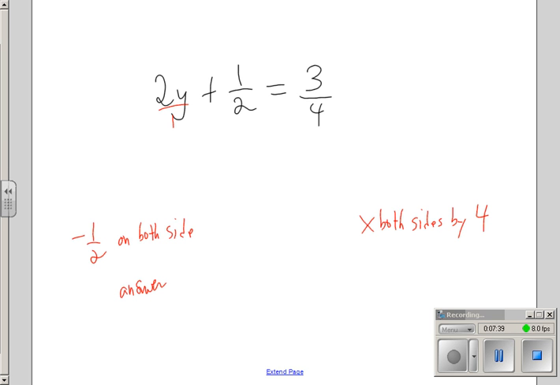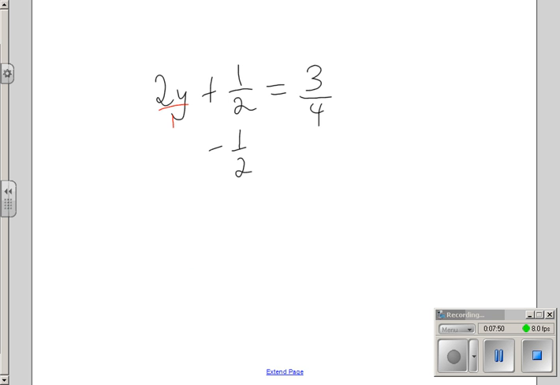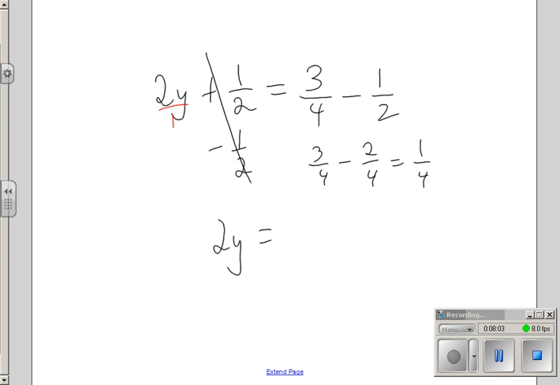Okay, welcome back. Here we go. So what we're going to do here is I'm going to first just apply opposite operation by subtracting 1/2 from both sides. All right. By adding 1/2 and subtracting 1/2, I'm left with just 2y. And over here, I have to really think of this as being 3/4 take away 2/4, which is 1/4. So by subtracting 1/2 from 3/4, I end up with 1/4.